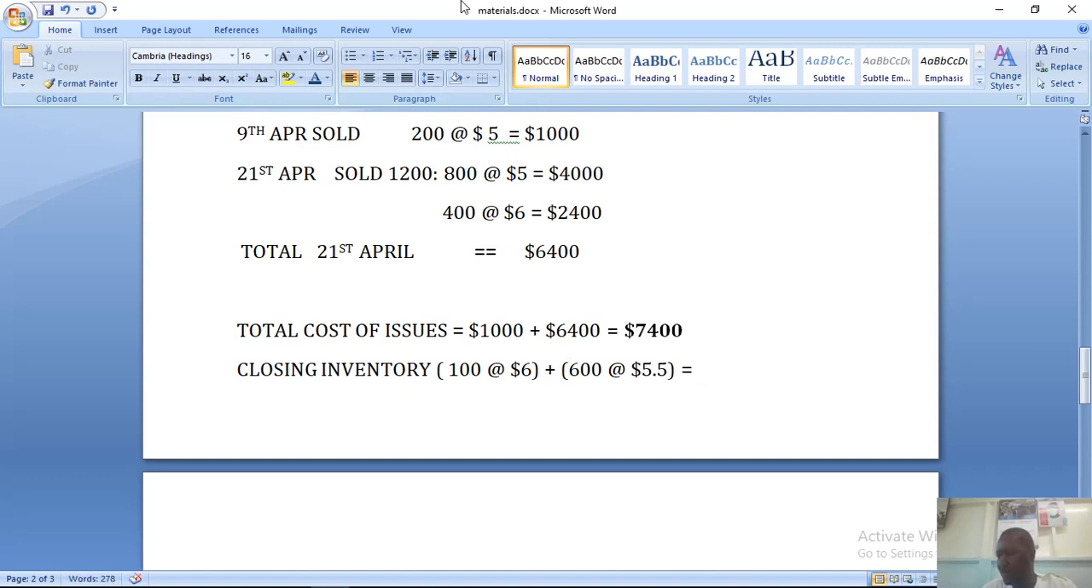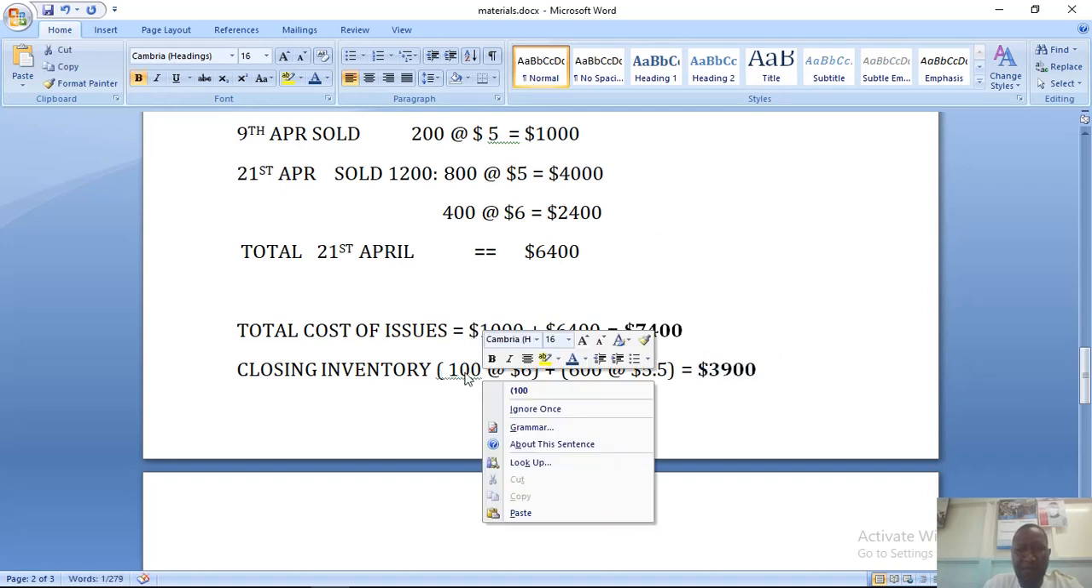So type that into the calculator. You should have $3,900. That's the value of closing inventory.